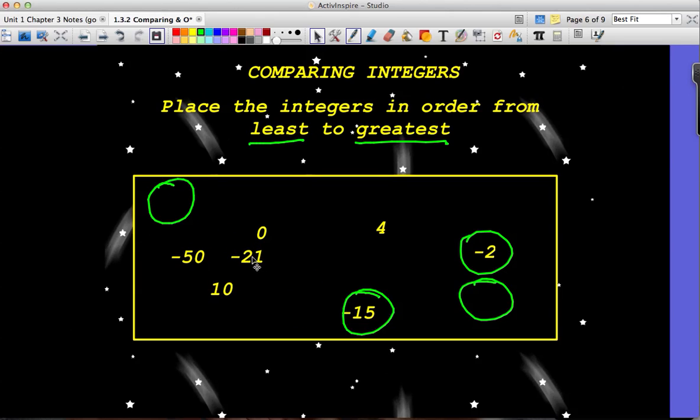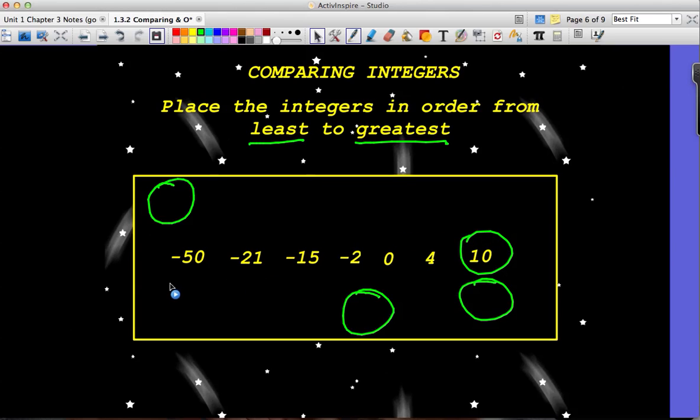Okay, and then I know that negative 21 would come next on the number line. Negative 15 would go after that. Negative 2, and then we would actually get ourselves back to 0. And now that we're at 0, we can look and say, okay, well now this makes sense because 4 comes before 10, and then 10.